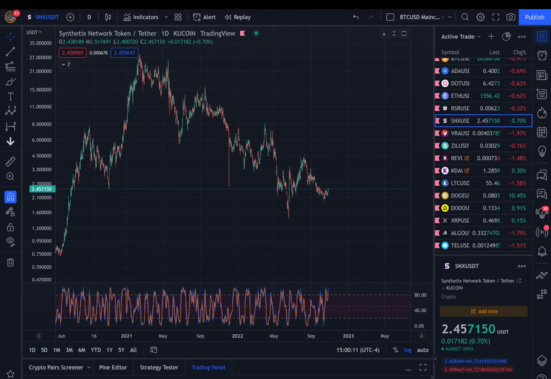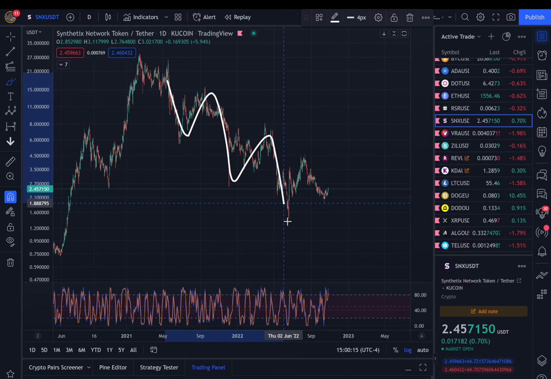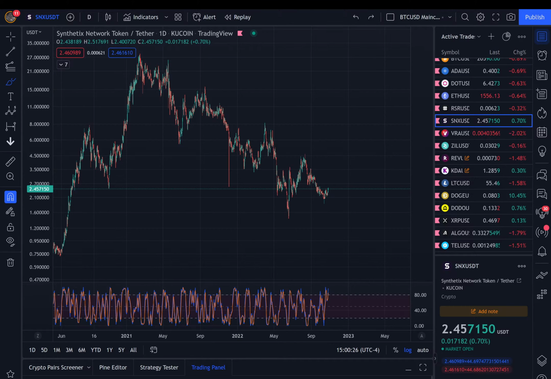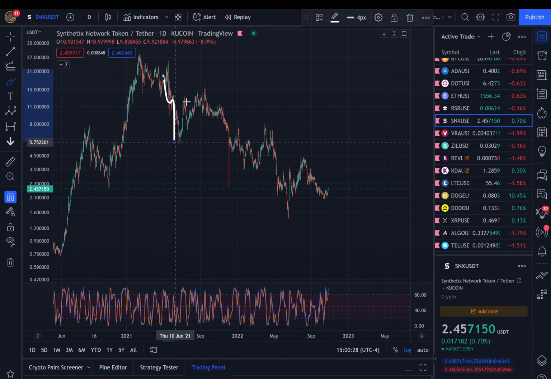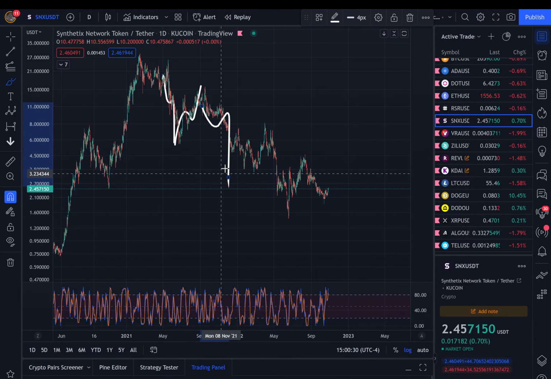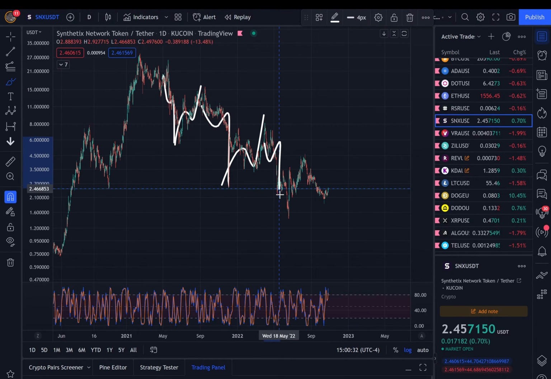I do like that read on the ending diagonal, though. 1, 2, 3, 4, 5. And ending diagonals are 3, 3, 3, 3, 3, right? So we can count that here. 1, 2, 3, 1, 2, 3, 1, 2, 3, 1, 2, 3, 1, 2, 3. So 3 waves in each.